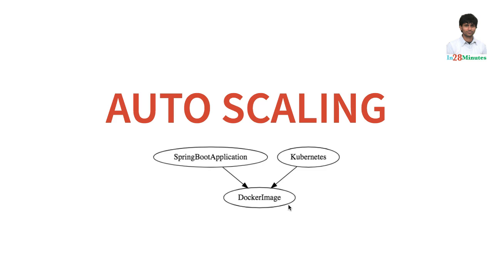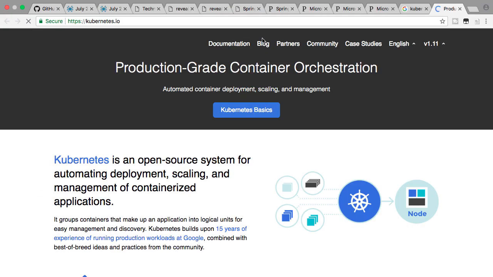And those kinds of containers are managed by Kubernetes. If you search for Kubernetes and take the first result, you'll land on kubernetes.io. As you can see, it says production grade container orchestration, automated container deployment, scaling, and management. You create containers using Docker, and once you create those containers, you can manage them by using Kubernetes. It is automated deployment, scaling, and management of containerized applications.